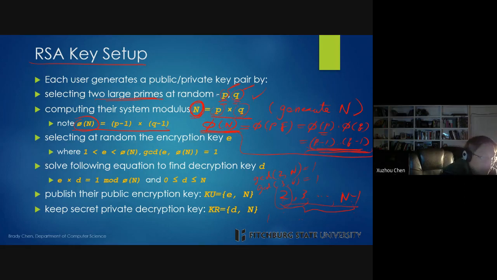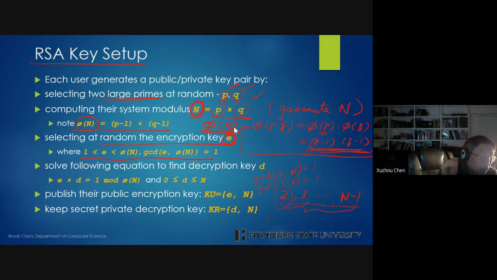So once you get phi of n, then you can select a random number e. Make sure e is between 1 and phi of n, and also make sure the greatest common divisor between e and phi of n is 1. Then if that's the case, we can say that's one of the keys I found. So I define this e as one of the keys.